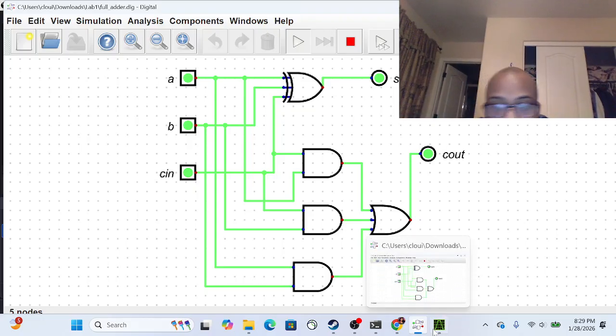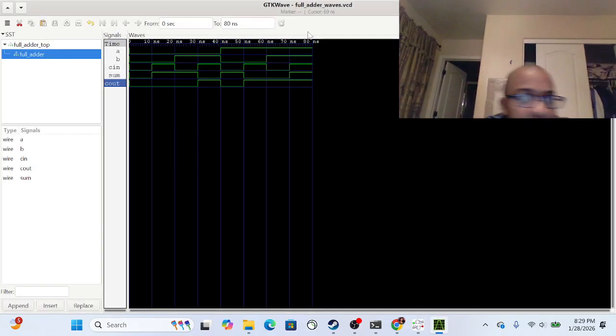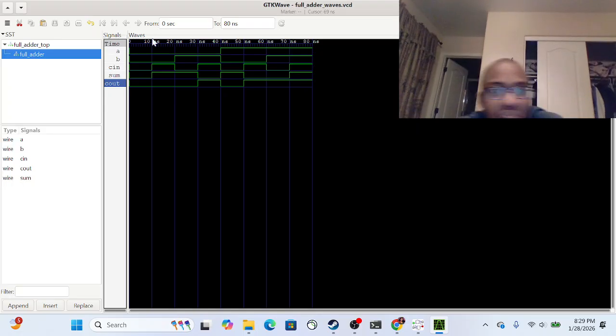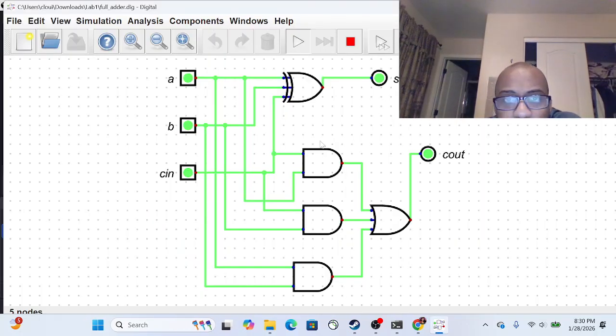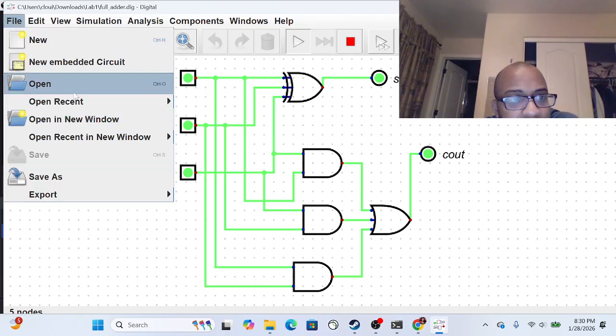And this is also proven with the GTKWave for the full adder, which shows that the only time the sum and the carry out are both 1 is when all 3 inputs are 1s, and it shows the exact same behavior as talked about in the full adder. Now switching to the incrementer.